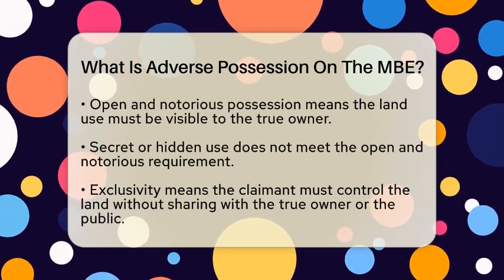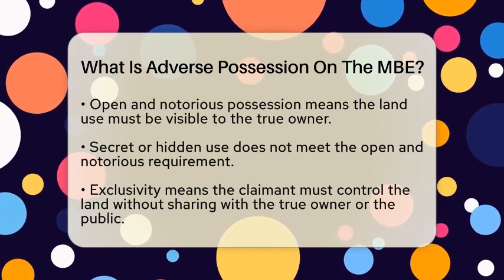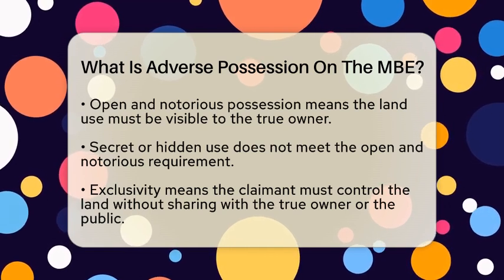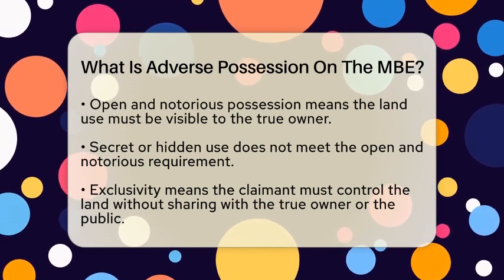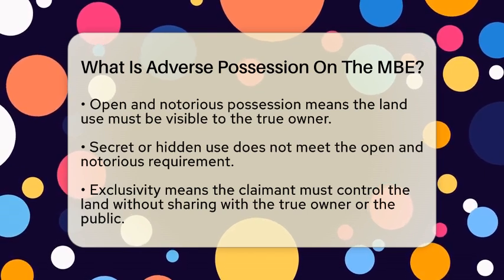The third element is exclusivity. The claimant must possess the land exclusively, meaning they cannot share control with the true owner or the public. If the true owner is using the land or has allowed others to use it, this element is not satisfied.